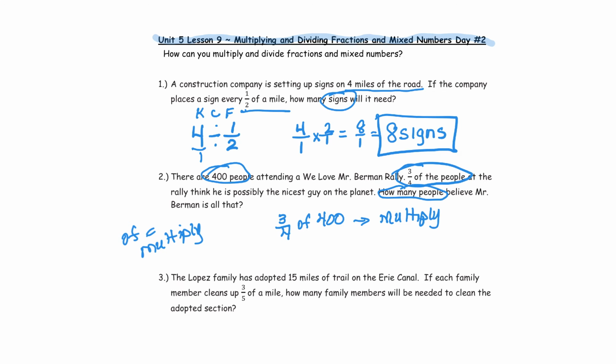We are going to multiply. Okay, so it's 3/4 times 400. Put it over 1. I can see I can cross cancel. So it's 300 over 100. So 3/4 of 400 is 300 people attended that crazy rally. Okay. Let's take a look at the next one.